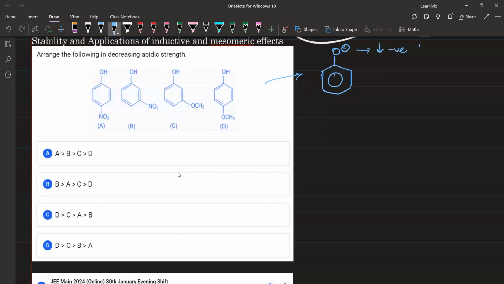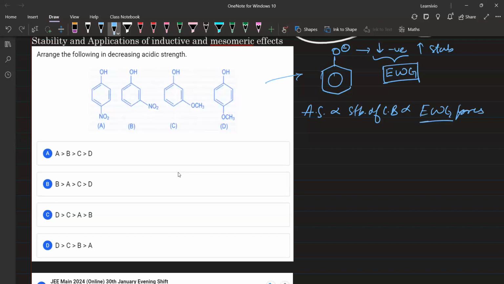Lower the negative charge, higher is the stability. And what would lower the negative charge? Electron withdrawing groups are going to lower the negative charge. So if you have electron withdrawing groups, then that will be more acidic. So we can say that acidic strength is directly proportional to the stability of the conjugate base, and the stability is directly proportional to the electron withdrawing group. The higher the number of electron withdrawing groups, higher will be the stability. So I have got one answer.